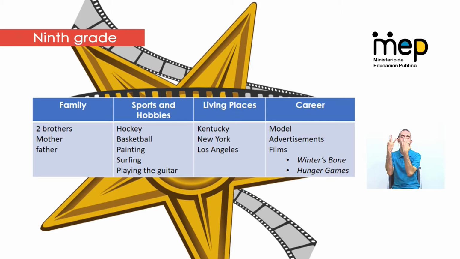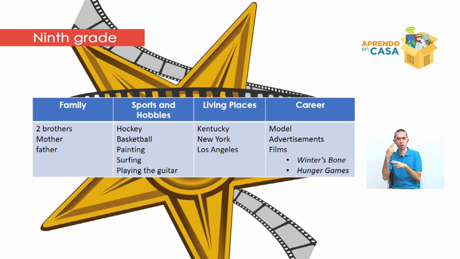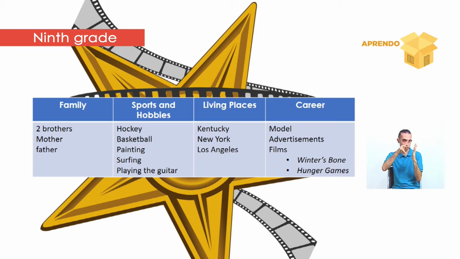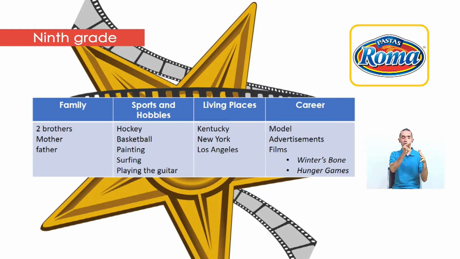Family. We learned that Jennifer Lawrence has 2 brothers. Did you get the names? So their names are Ben and Blaine Lawrence. Then her mother, Karen, and her father, Gary, right? Then about the sports and hobbies. You got that she practiced hockey and basketball when she was younger, and nowadays she likes painting, surfing, and playing the guitar. Now, in terms of the places, she was born in Kentucky, United States, so she's an American actress. And then she moved to New York and Los Angeles, right?